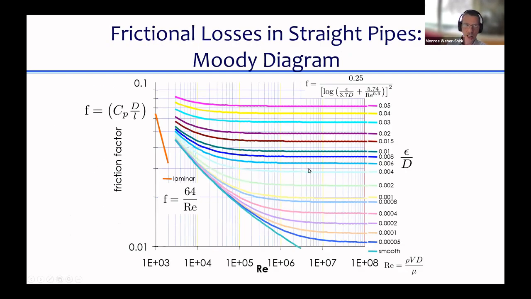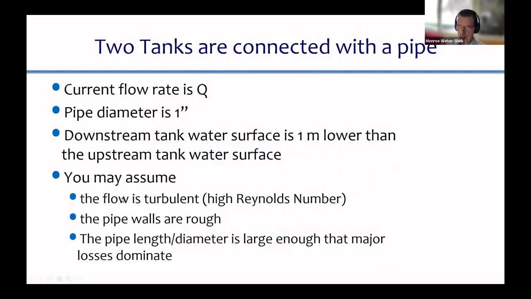That means we're on this graph and the flow is turbulent, very turbulent, which means we're at a very high Reynolds number. And the pipe is rough, which means we're up here somewhere. And what you see is that all of these lines are basically flat, meaning F is constant. So if you have high Reynolds number and rough pipes, the friction factor is constant. That's what you can learn from these first two statements. So now we know that the friction factor is constant.